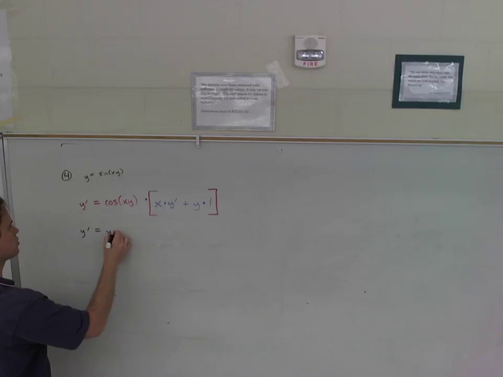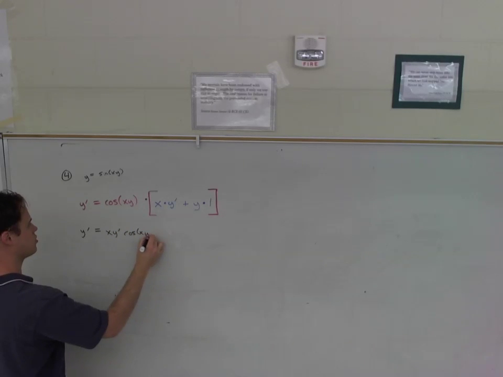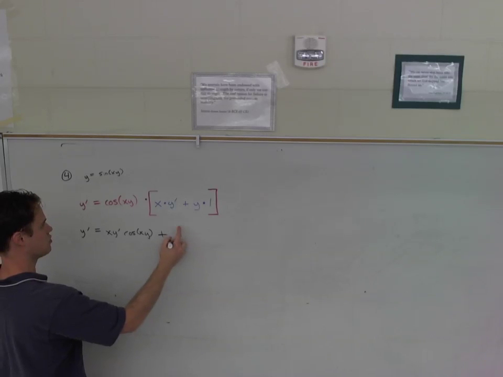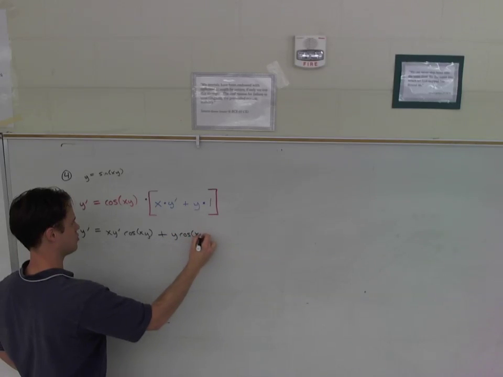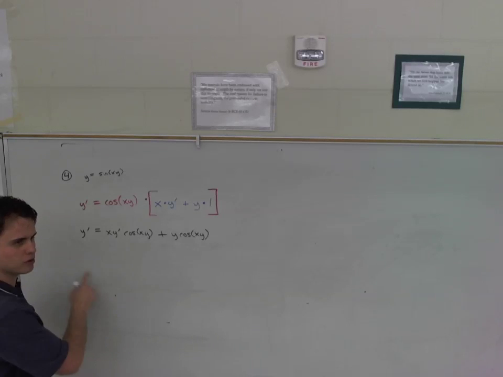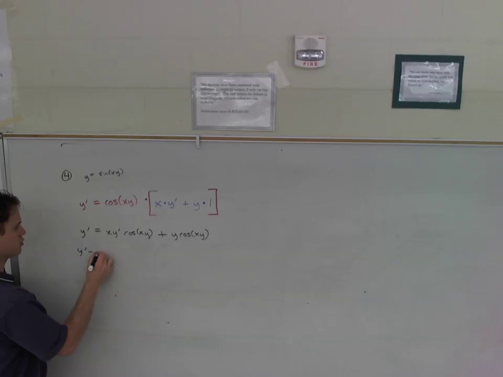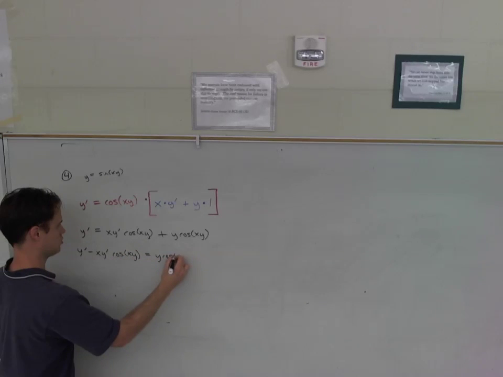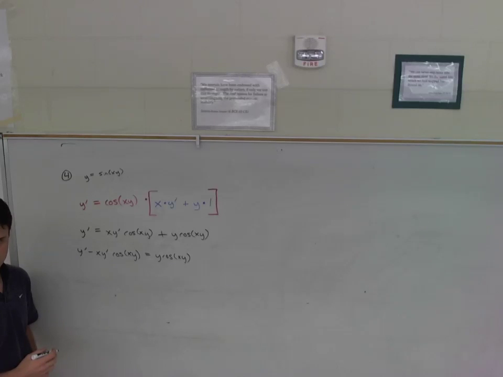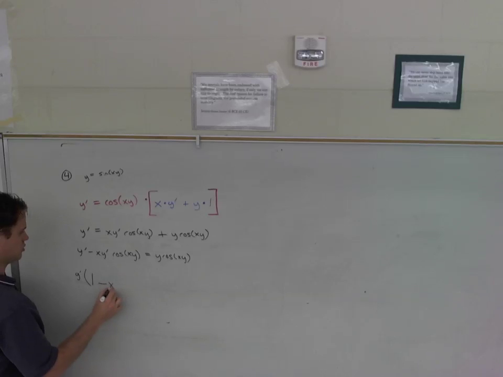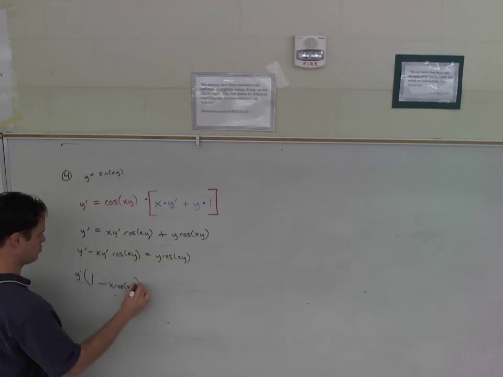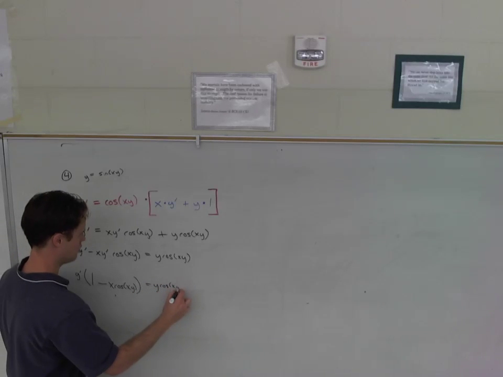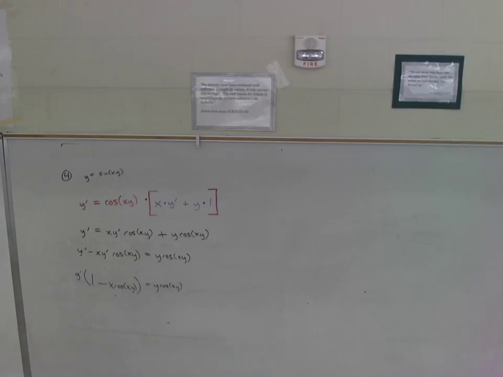Distribute: x y prime cosine, then also plus y cosine x. That one has a y prime in it. I'm going to move it over there. One minus x cosine, equals stuff. Doesn't matter how complicated that stuff is, it's stuff.